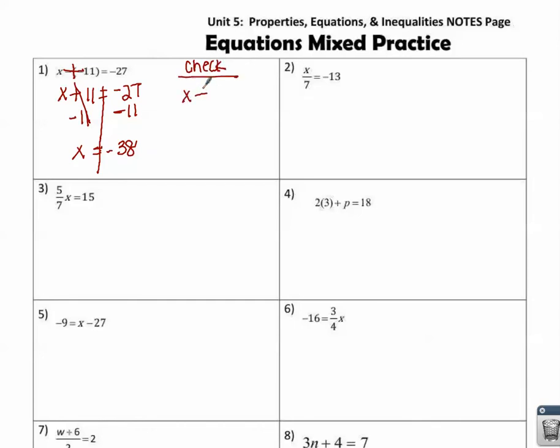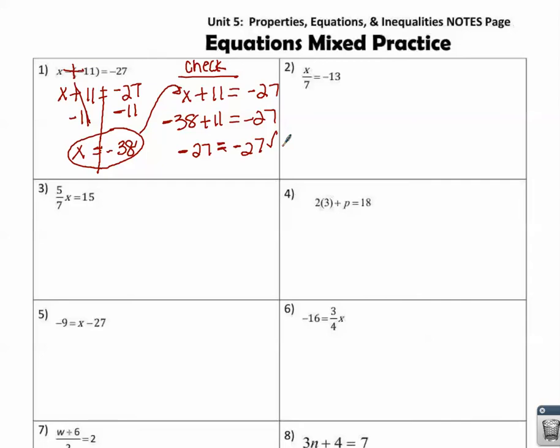Now you need to do your check step. Write down the problem. I'm going to put the x plus 11 equals negative 27. Substitute what you got for an answer in for x. So you get negative 38 plus 11 equals negative 27. Negative 38 plus negative 11. These are different signs, so you subtract to get 27. Take the sign of the larger number, which is 38. So it's a negative 27.